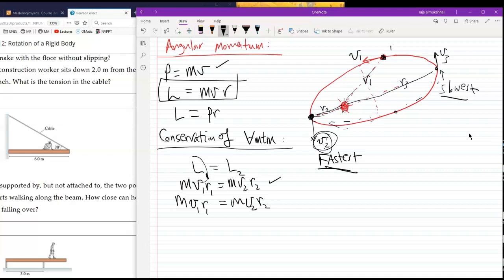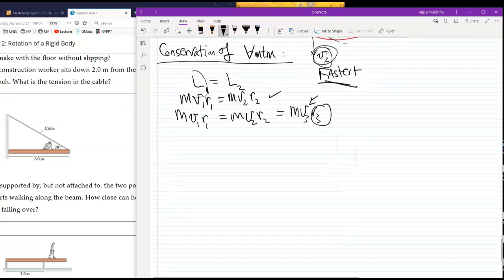Same logic applies here. Here, R has increased a lot. See that? So in order to keep the same product, MVR, this V must decrease because R has increased. Got it? That's basically what conservation of angular momentum means.